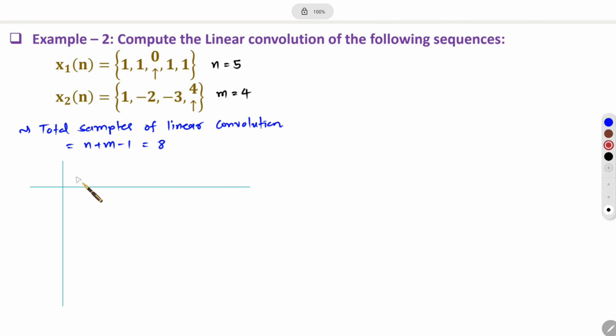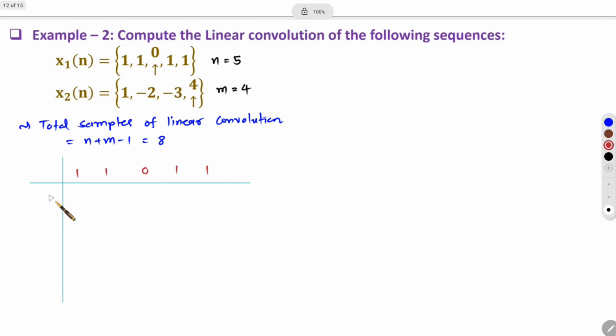So first of all, I will note down this x1 of n, that is 1 1 0 1 1. So let us note down 1 1 0 1 and 1. And vertically here we have 1, minus 2, minus 3, 4. So 1, minus 2, minus 3 and 4, that we need to note down. Now I will identify elements over here with this matrix. So let us multiply 1 with this. So we have 1 1 0 1 1.